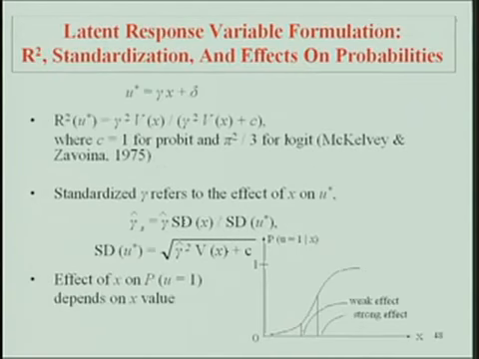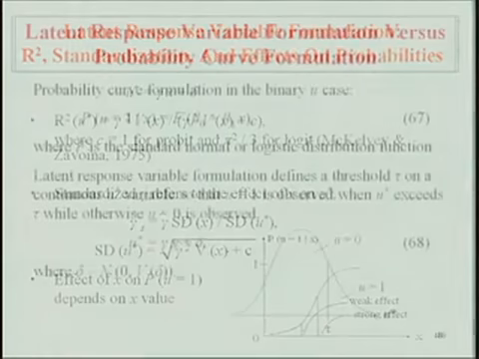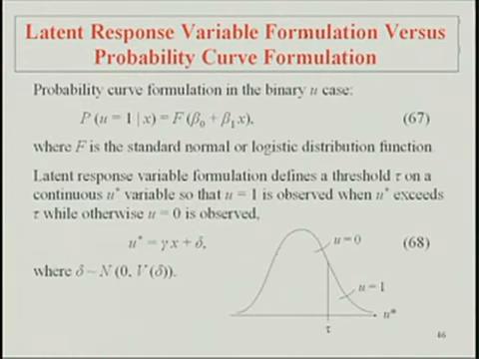So that then leads us to slide 48. Because sometimes you get the question, can you get standardized results with logistic and probit regression, and can you get R squared with logistic and probit regression? And I think that's related to this U star latent response variable formulation.